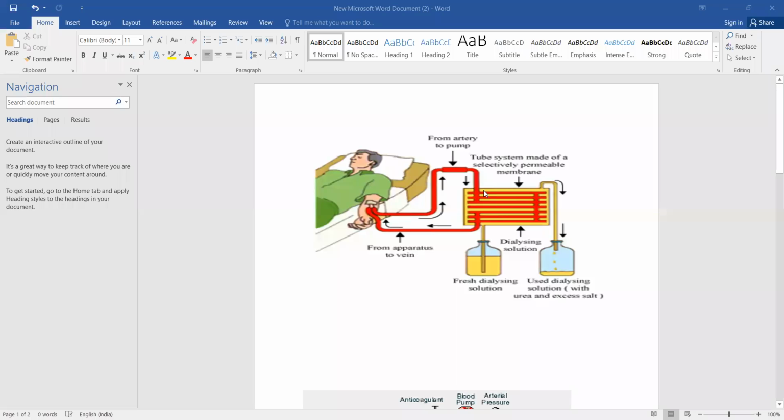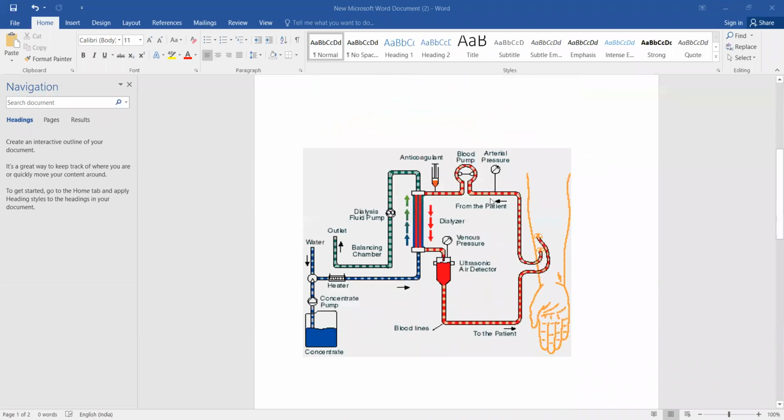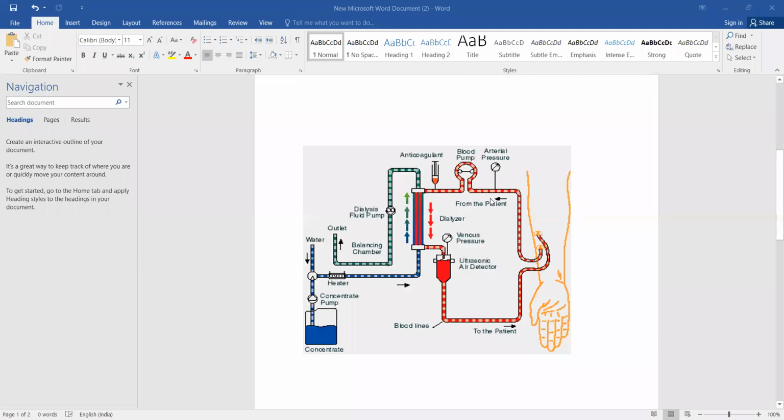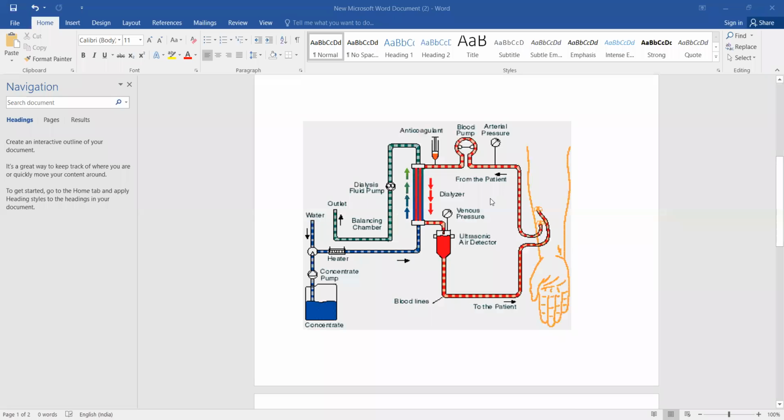And again, tell me, what is ultrafiltration? One minute, I'll show you one by one. Are you able to see this diagram? Yes, ma'am.